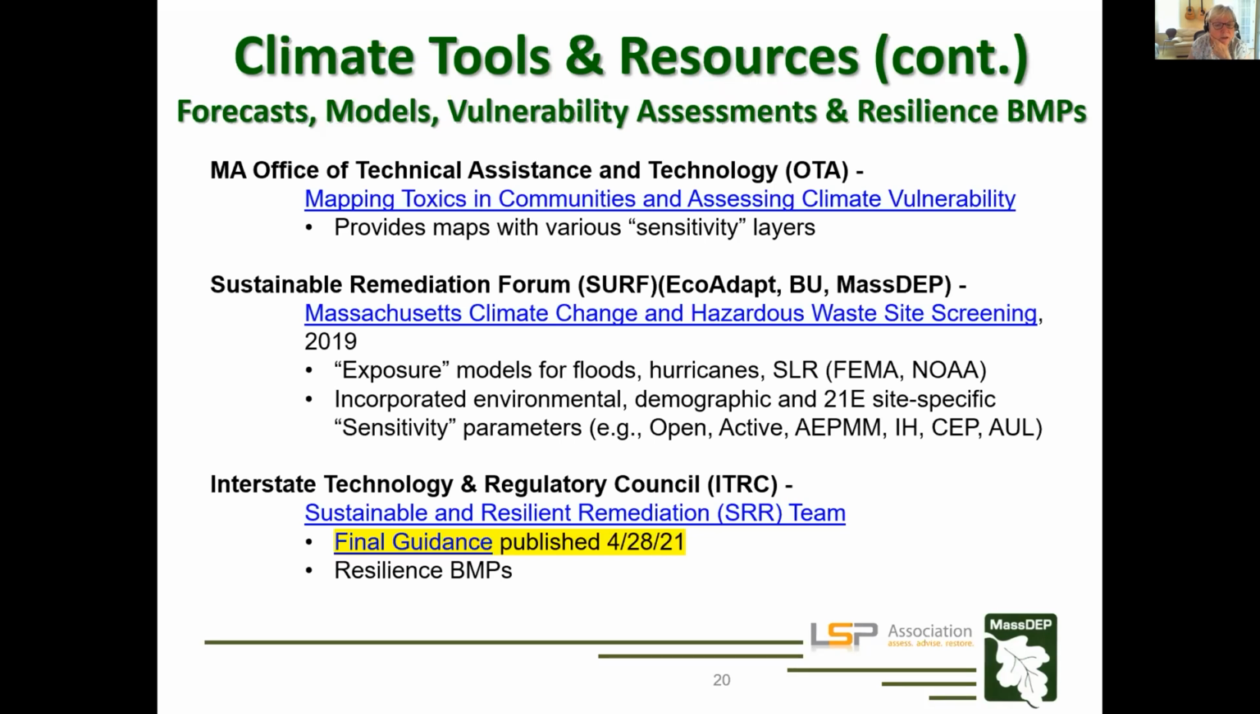It's not just Massachusetts-centric resources that are available. ITRC has a whole sustainable and resilient remediation team. They published their final guidance at the end of April, and that's what's new since Ken last presented this. You can access the final guidance through ITRC. It's also linked through EPA, and they're going to be doing live webinars starting in July. You can go to the EPA Clu-In website or to ITRC itself and get on the list to get access to those webinars where they're going to present this final guidance.